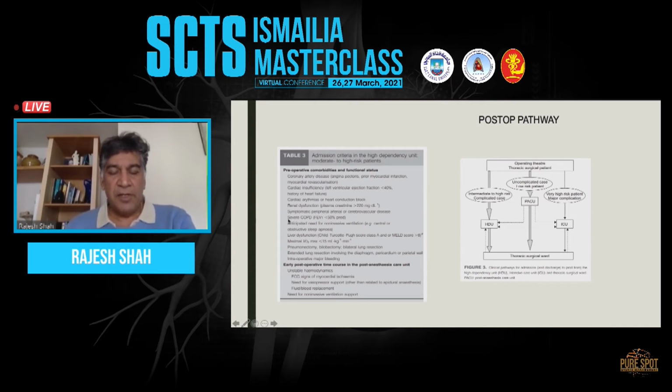There are patients who are intermediate to high risk, and some of these factors are highlighted in this slide. Especially patients with borderline lung functions, renal dysfunction, or cardiac compromise. They need HDU level care. And of course, there are some highly complex patients who might need level 3 care.